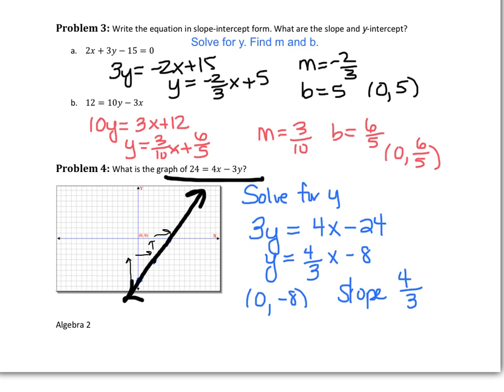So that's section 2.3. We're basically studying slope and how to use the slope to graph lines. Good luck.